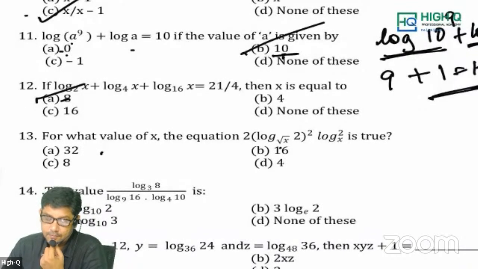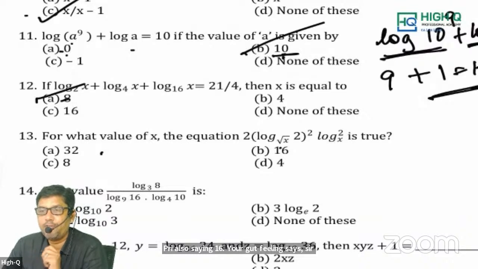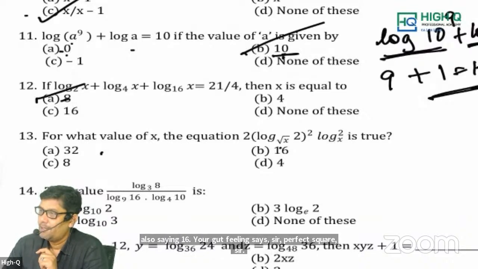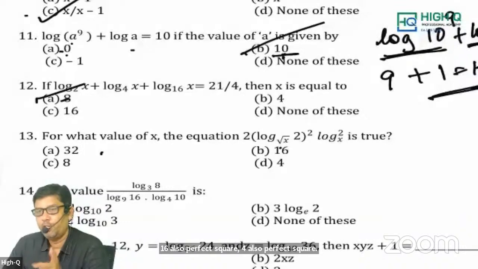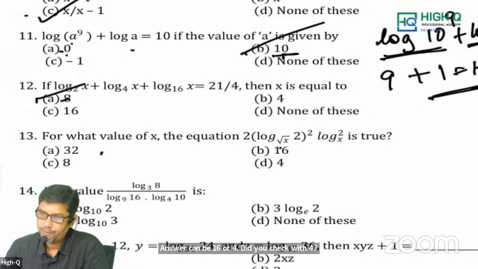16. Priya is also saying 16. Your gut feeling says, sir, perfect square. 16 is also a perfect square, 4 is also a perfect square. The answer can be 16 or 4. Did you check with 4? Check with 4.